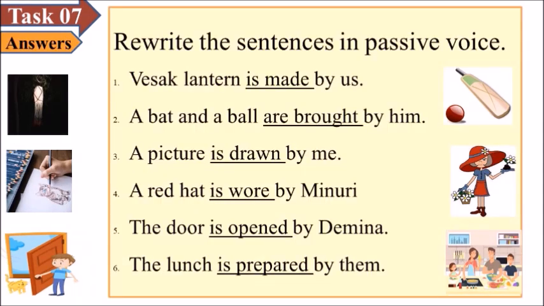Children, now you can check your answers with this. Number 1. Vesak lantern is made by us. Number 2. A bat and a ball are brought by him. Number 3. A picture is drawn by me. Number 4. A red hat is worn by Minuri. Number 5. The door is opened by Demina. Number 6. The lunch is prepared by them.